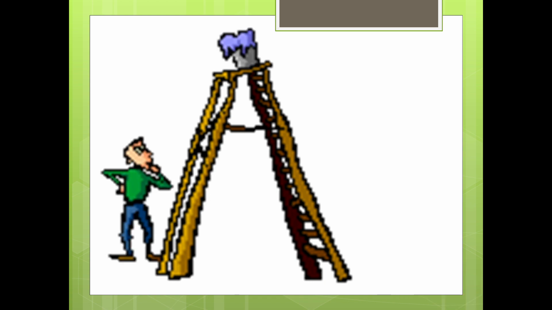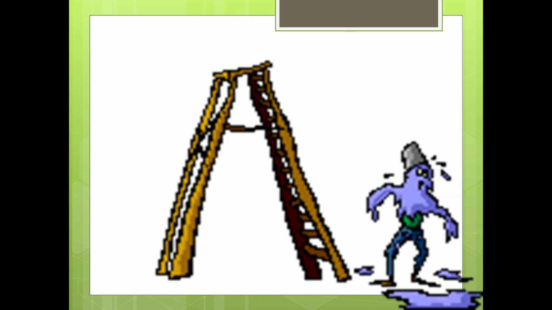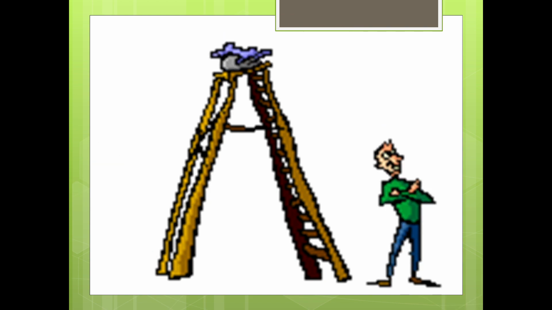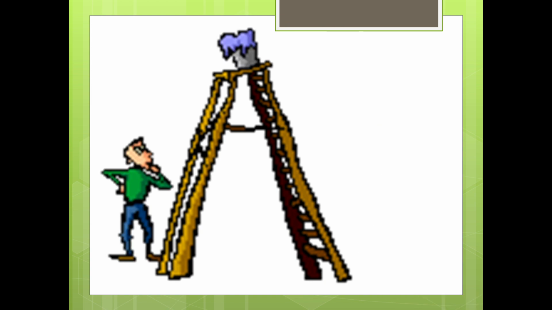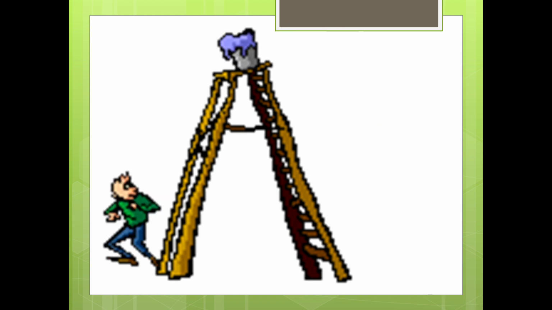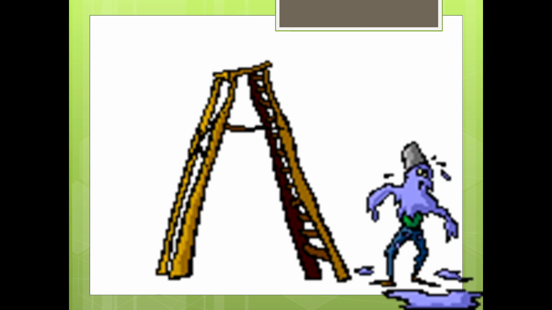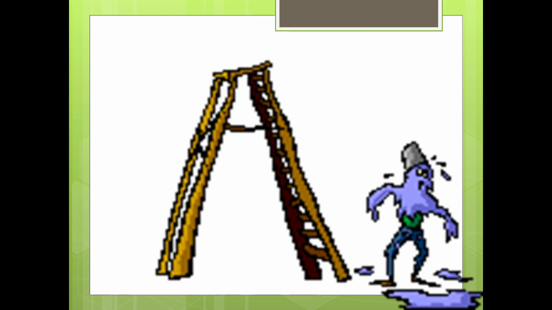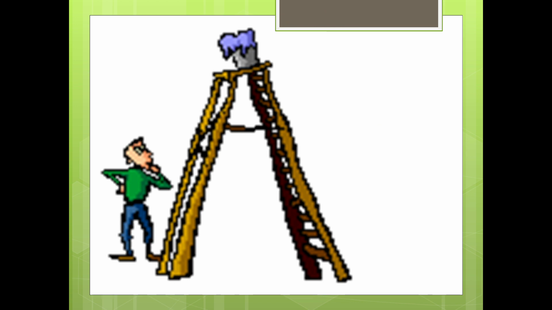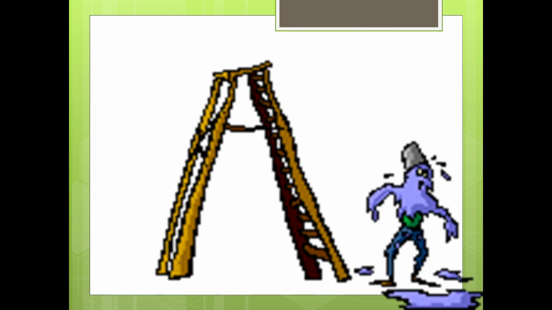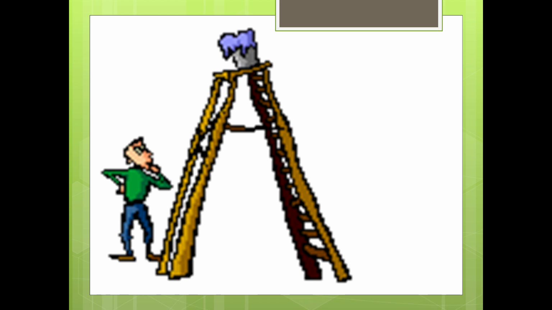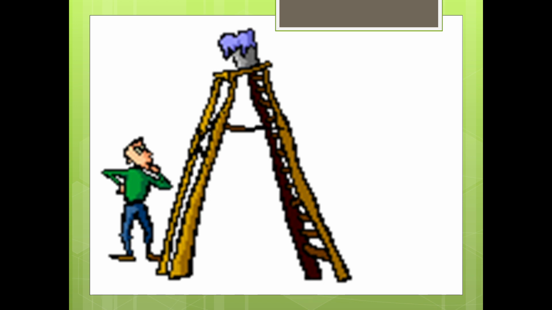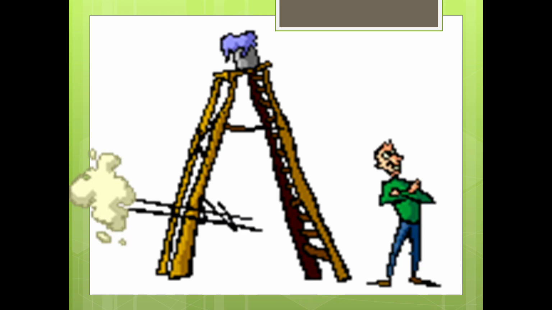Have a look at this diagram, a picture. It's an animation. Try to comprehend what happens here. There's a bucket of ink on the top of the ladder. The man at the ladder sees as if the bucket of ink is falling on his head. So he ran away. Fortunately or unfortunately, he had a nice ink bath.